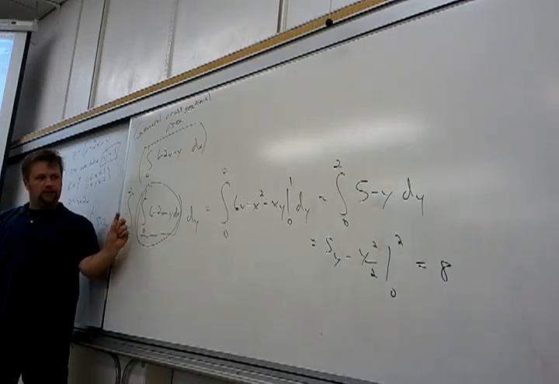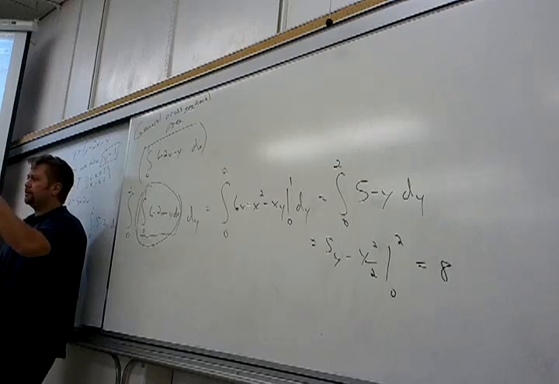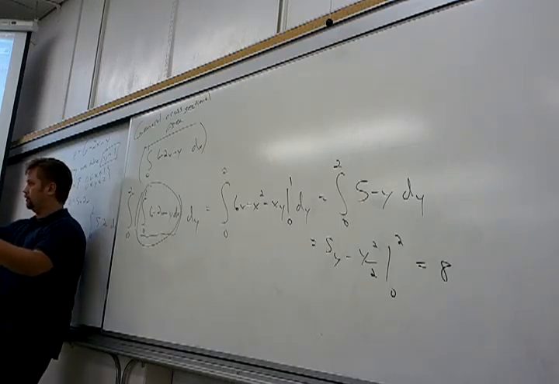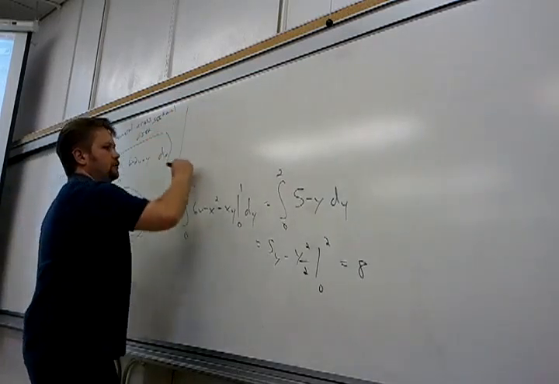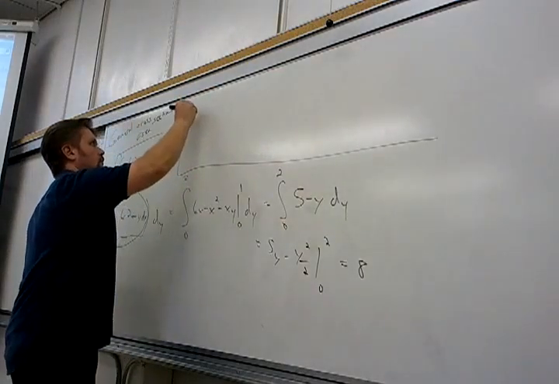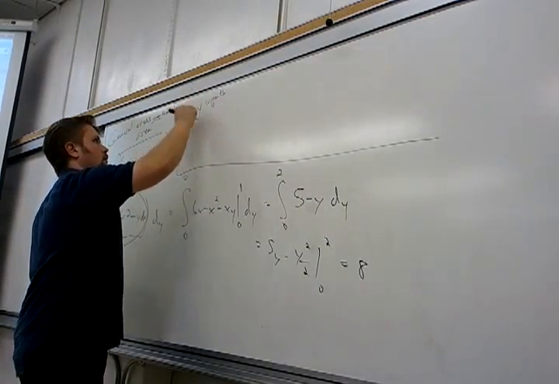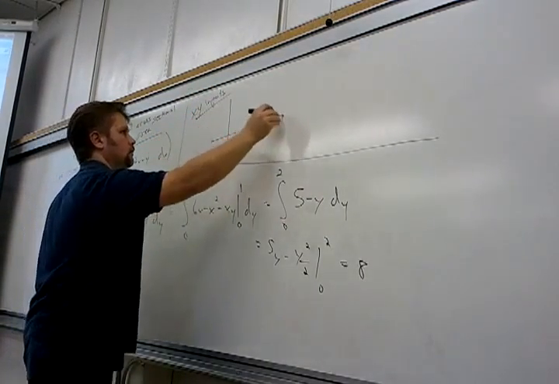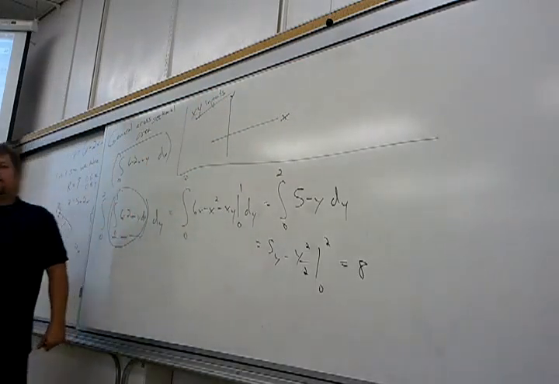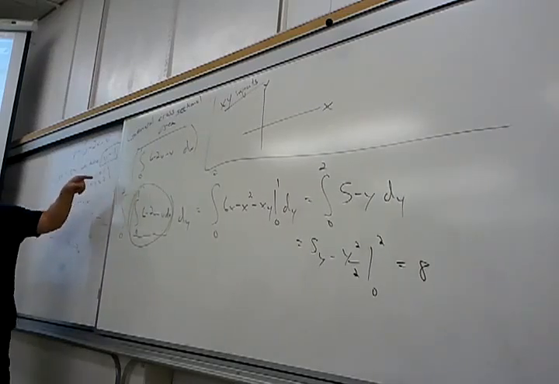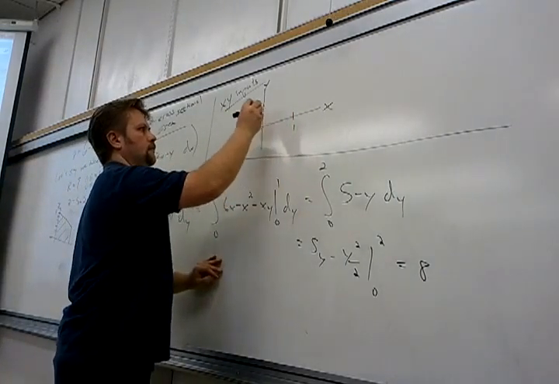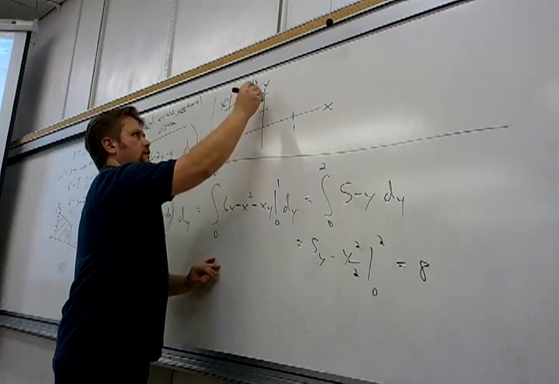Yeah, I could just switch the limits here. The only time you can just switch the limits and not have to worry about it is when you have a rectangular region. And let's look real quick. What does this thing look like in the xy plane? Yeah, it's going from 0 to 1 for the x, and then from 0 to 2 for the y. So here it is.